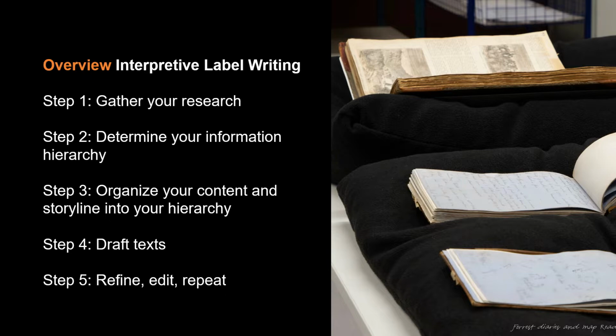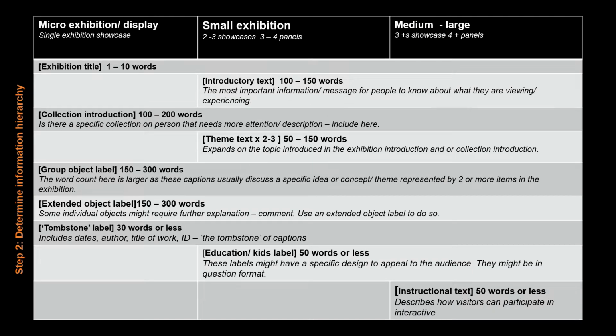But what I would recommend for your own practice, if you're not already doing this, and for your own archive, is develop your own text, content or information hierarchy. What are the types of different labels that you might like to use, and what word count or word limit might you assign to those different categories? Okay, step 4 will be drafting your text, and step 5 is refine, edit and repeat. So we'll go through all these steps.